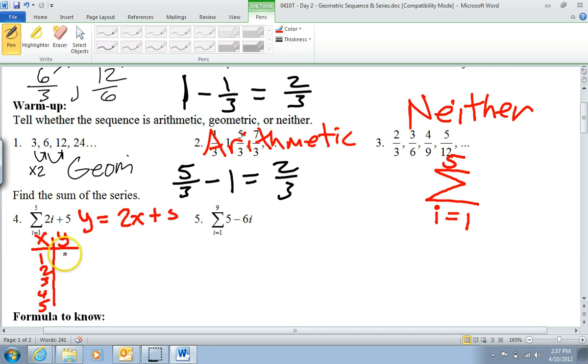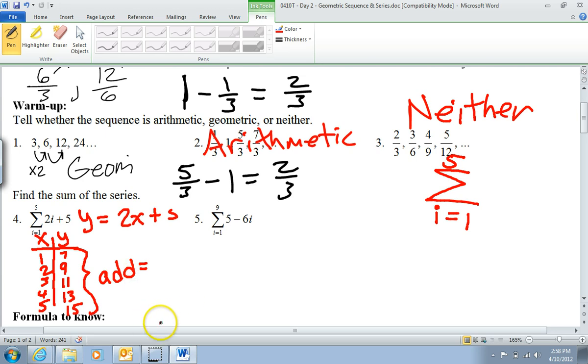Can you go ahead and tell me what these 5 values are? 7, 9, 11, 13. I didn't leave enough space. This sigma notation means just what it's saying here in words: sum. What does sum mean? It means add. So simply take the 5 y values that we just found and add them up.